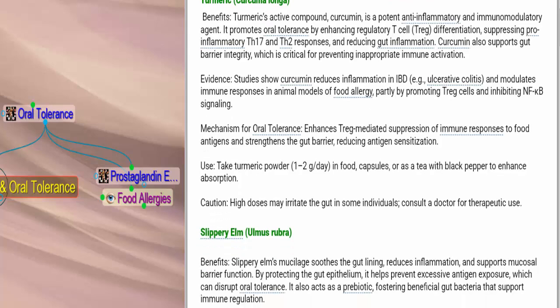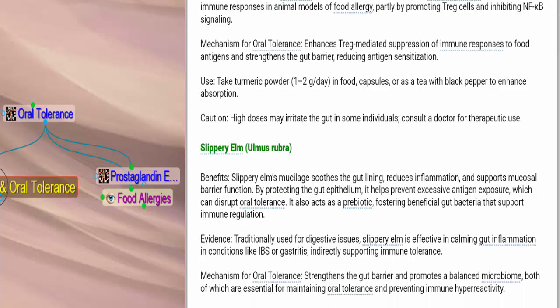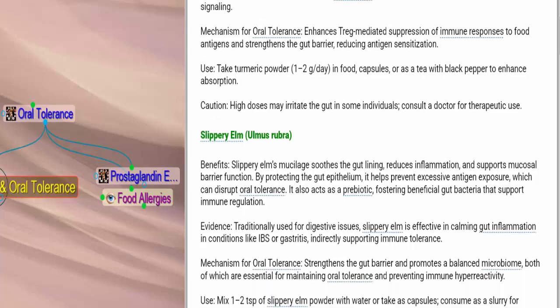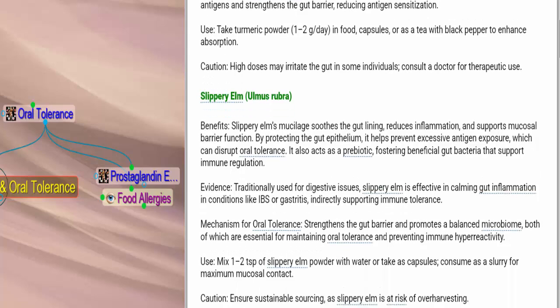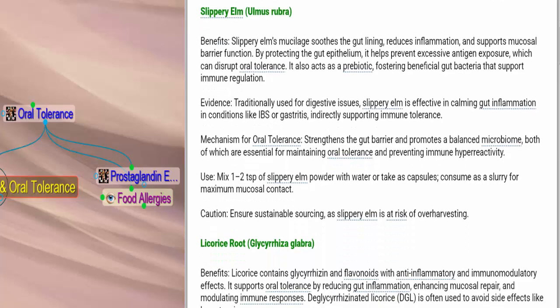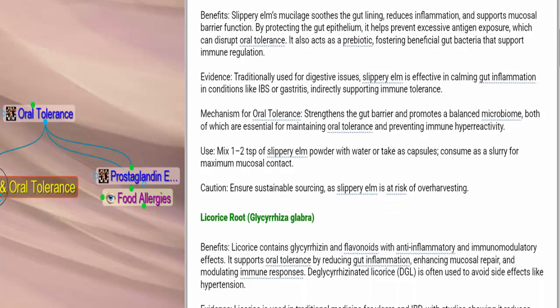And there are studies that show it reduces inflammation in irritable bowel disease and modulates immune responses in animal models of food allergy, partly by promoting the Treg cells and inhibiting NF-kappa B signaling. The use: take turmeric powder 1 to 2 grams a day in food, capsules, or tea with black pepper to enhance absorption. Be careful, high doses can irritate the gut in some individuals. Slippery elm also helps, but we try to avoid the use of slippery elm these days just because it's endangered, so I'm going to skip that part.